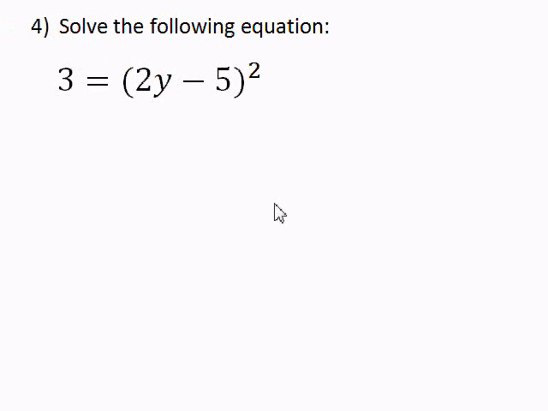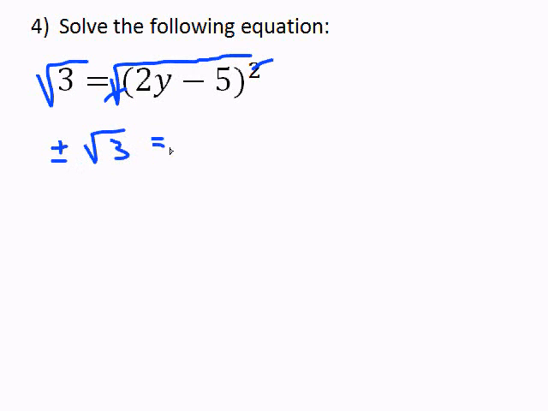Here's our fourth type of problem, or rather type of answer. Again, we're going to solve in SADMAP order, so I'm going to undo the exponent of 2 first. Since everything's trapped inside the parentheses, we have to get rid of the exponent to get rid of the parentheses. So let's take the square root of both sides. The square root and the square cancel, giving us plus or minus the square root of 3 is equal to 2y minus 5.